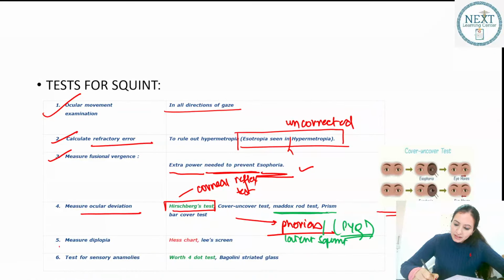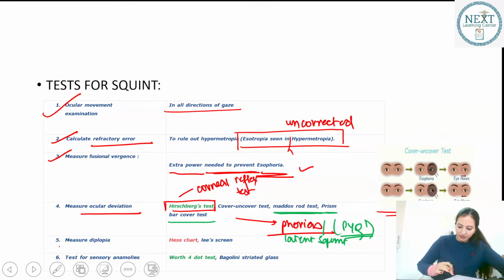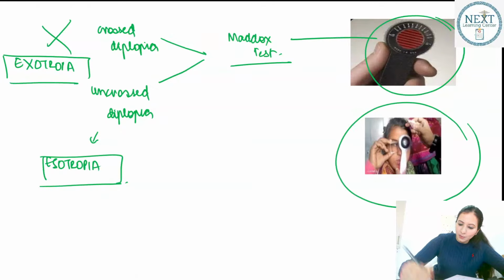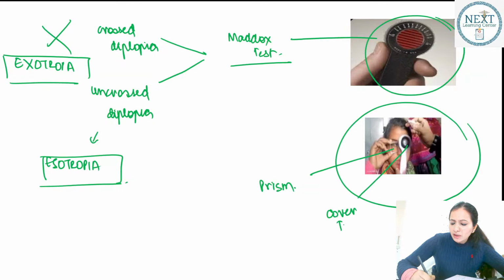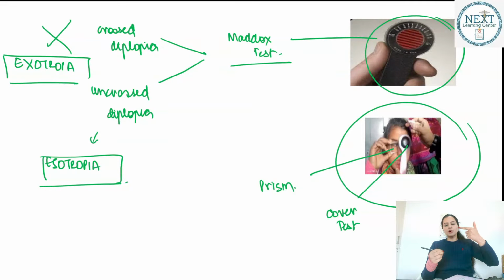Then you can do the prism bar cover test. What is the prism bar cover test? This is your prism bar cover test. This is your prism and this is your cover test that is being performed. So what are you going to do? You are going to keep the prism of increasing power on the patient's eye and do a cover uncover test.